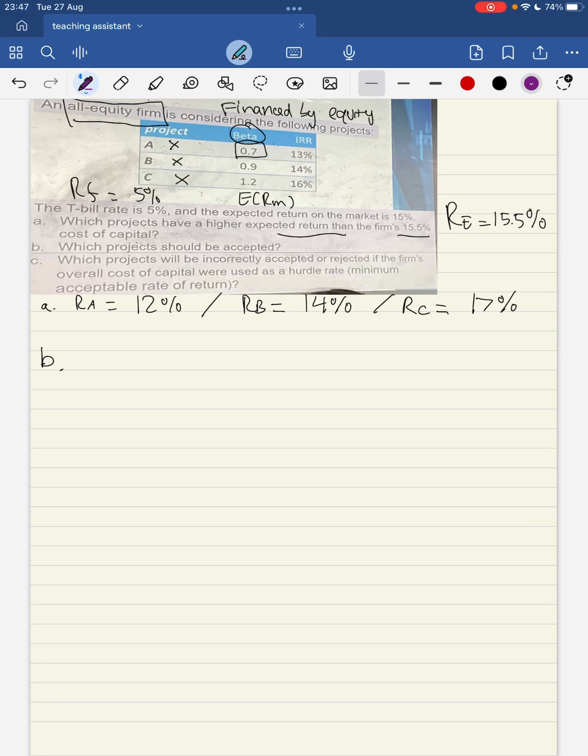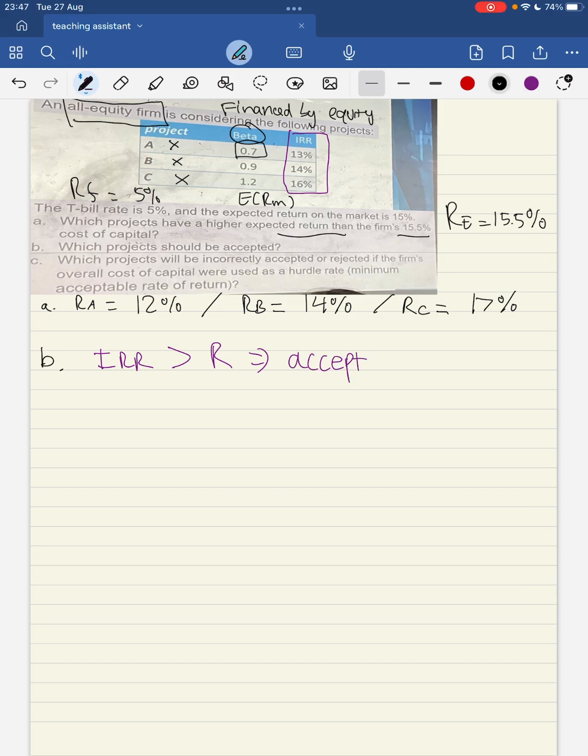We are now on to part B. Which project should be accepted? How do we answer this question? As we all can see, the third column is the IRR. And in one of the videos, I have taught you about the investment criteria, including the IRR method. So in any case, if the IRR is greater than the required return, we will accept the project. So this is the rule, just a reminder.